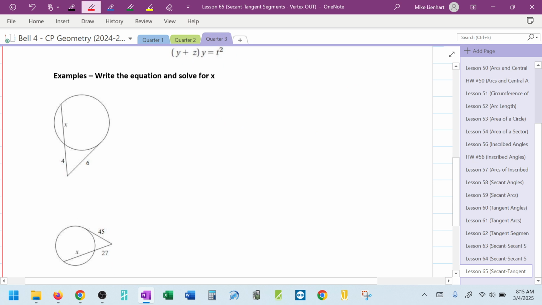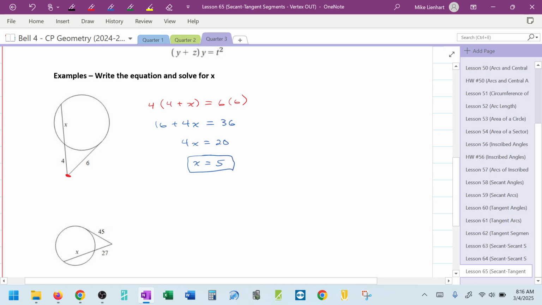So let's go for this one, we've got the vertex out. So I'm going to go along the secant first, measure to the circle, that's 4. Measure to the other side of the circle, that would be 4 plus x. And that has to multiply with the tangent measured to the circle, 6, and to the other side of the circle, which is going to be the same thing. I distribute, I get 16 plus 4x is equal to 36. Subtract 16, I get 4x is equal to 20. Divide this off, I get x is equal to 5.